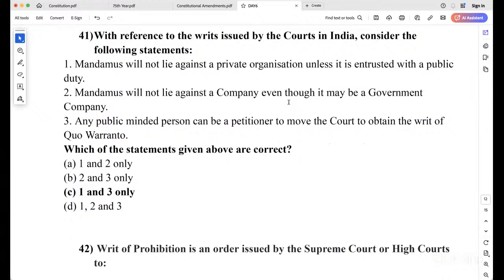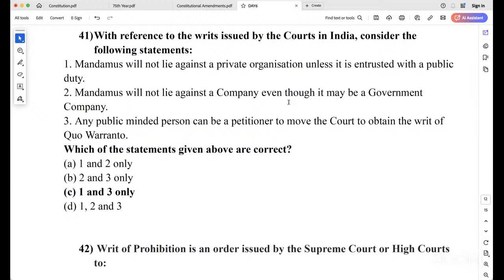See, the first two statements are so contradictory, did you notice? If it is a private organization doing a public duty, then mandamus will lie. If it is only a private organization, mandamus will not be enforced. But if the private organization is doing public duty, then mandamus will come into place. Whereas the second statement says it will not lie against a company, even though it may be a government company. How will that happen? Understood?